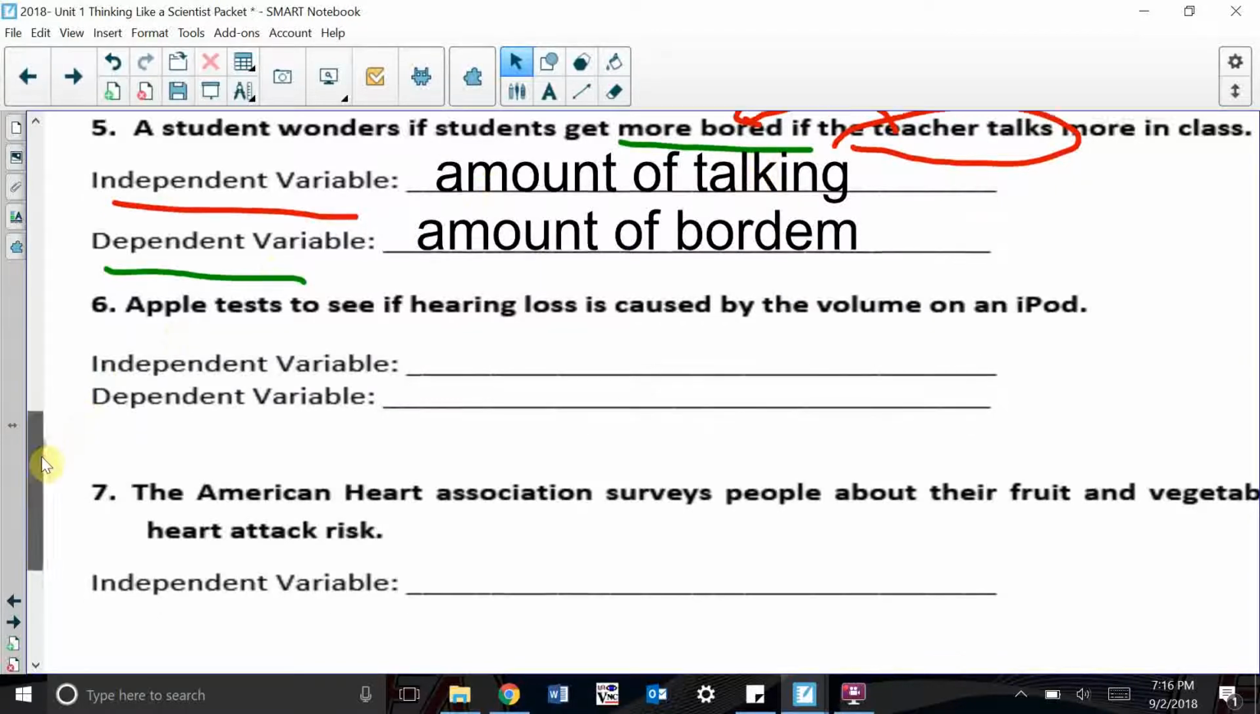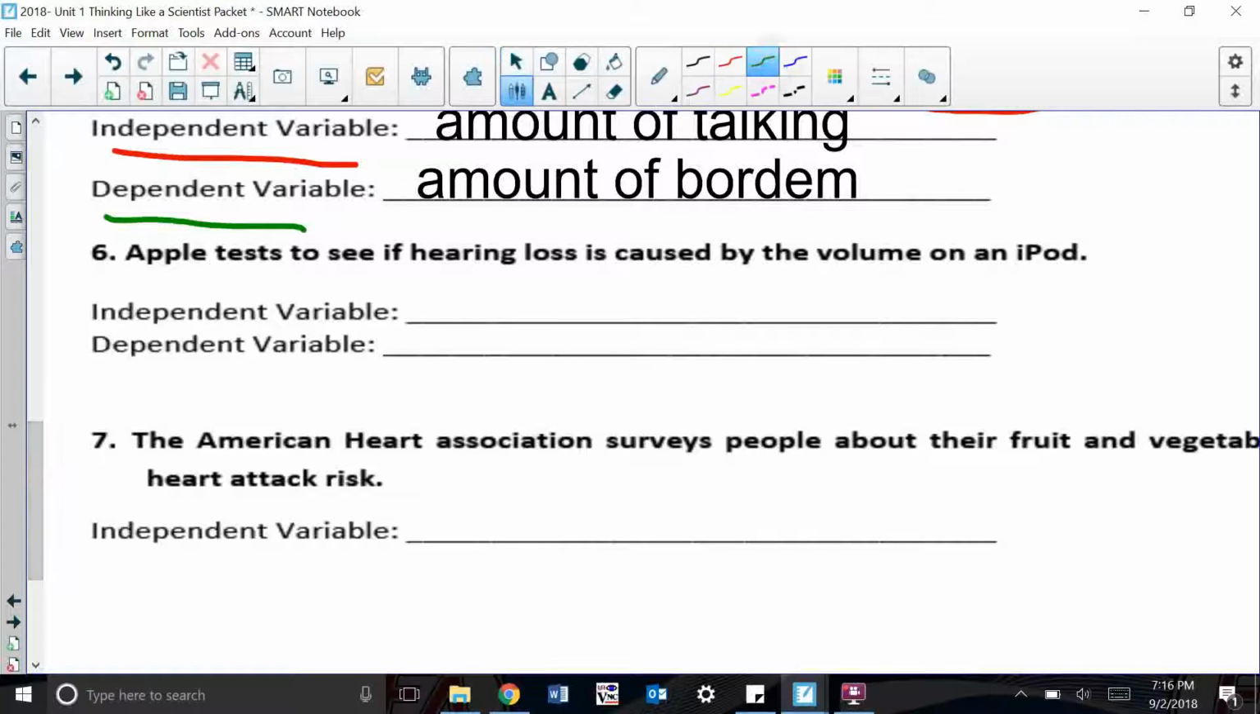Okay, number 6, if we're looking at Apple, something very common that we all use, our headphones and our volume. We're all guilty of listening to our headphones too much. So it says Apple tests to see if hearing loss is caused by the volume on an iPod. Looking at my dependent variable, what we're measuring in this scenario is the amount of hearing loss.